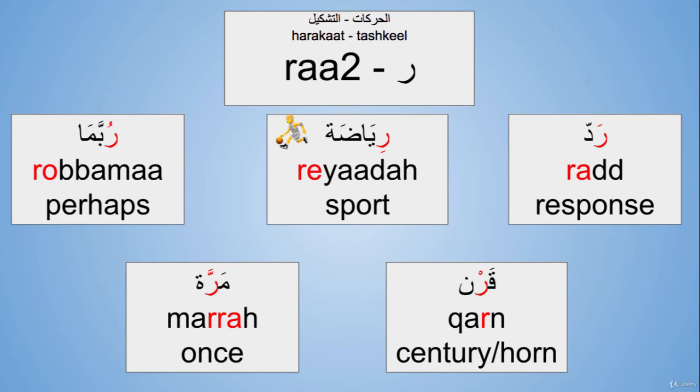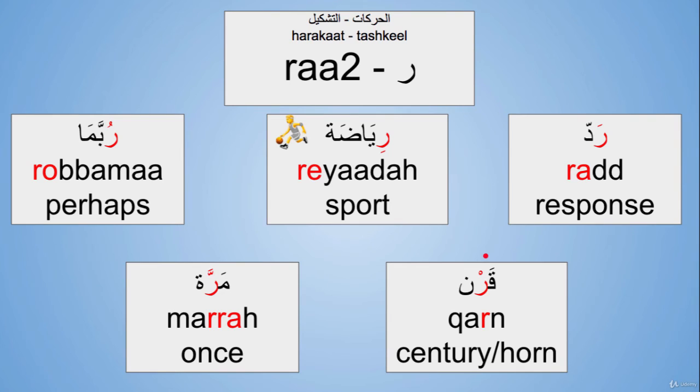And moving on to the letter Ra, you can find it with fatha, it will be like Ra, in a word like Rad, which means response in Arabic. And we have it with kasra, so it will be Ri, like the word Riyada, which means sport in Arabic. And you can have it with dhamma, so it will be Ru, like the word Rubbama in Arabic, which means perhaps or maybe.